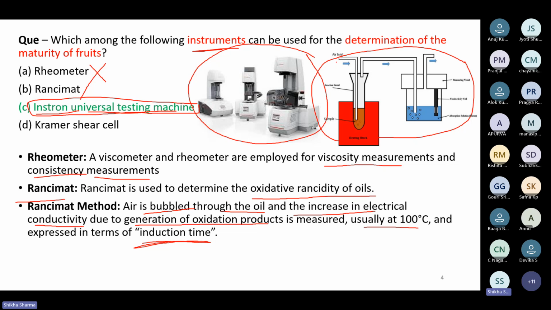So from here air will go, and here the sample is there, and we are going to measure the conductivity of the cell. If there is production of oxidative products, more oxidative products will be there, then there will be a change in the electrical conductivity. By that we can understand whether the oil is undergoing oxidative rancidity or not. So this equipment also cannot measure maturity of fruits.